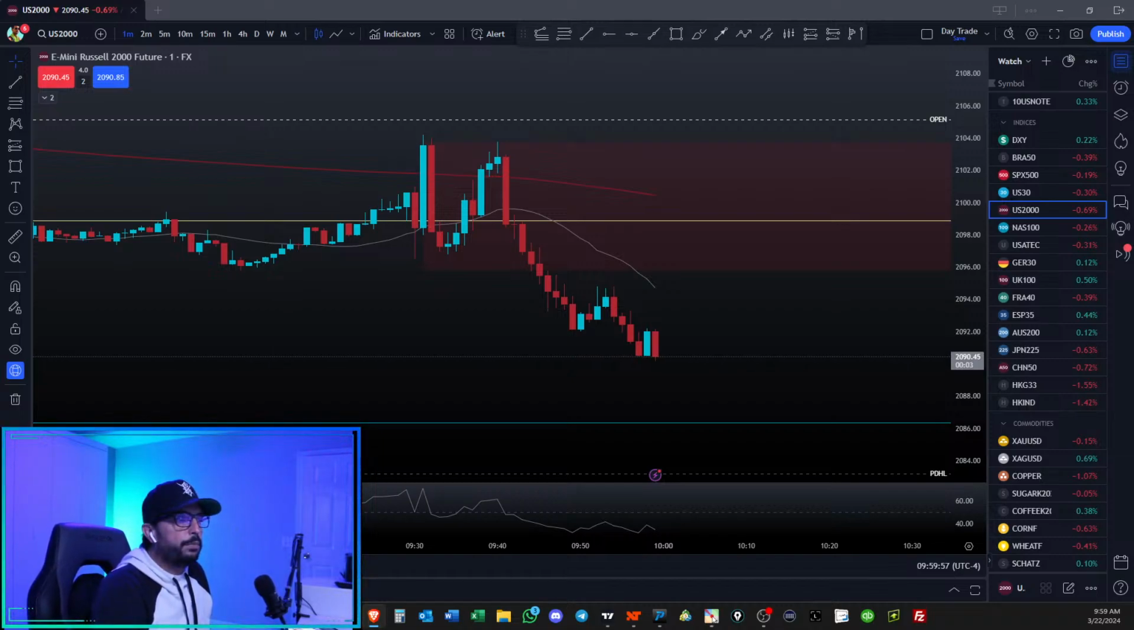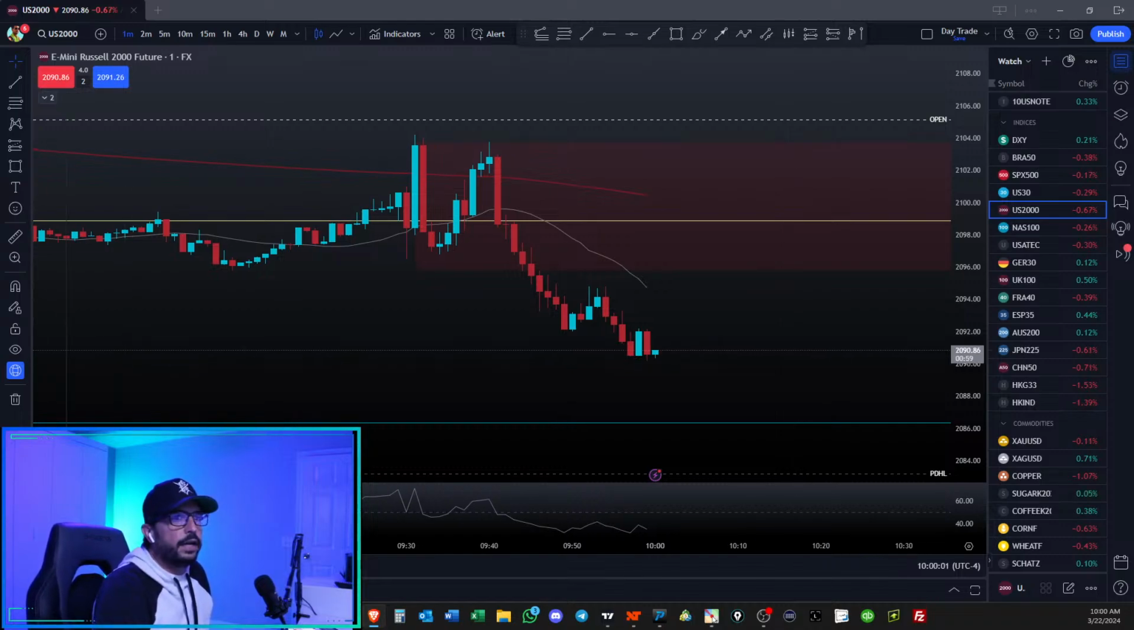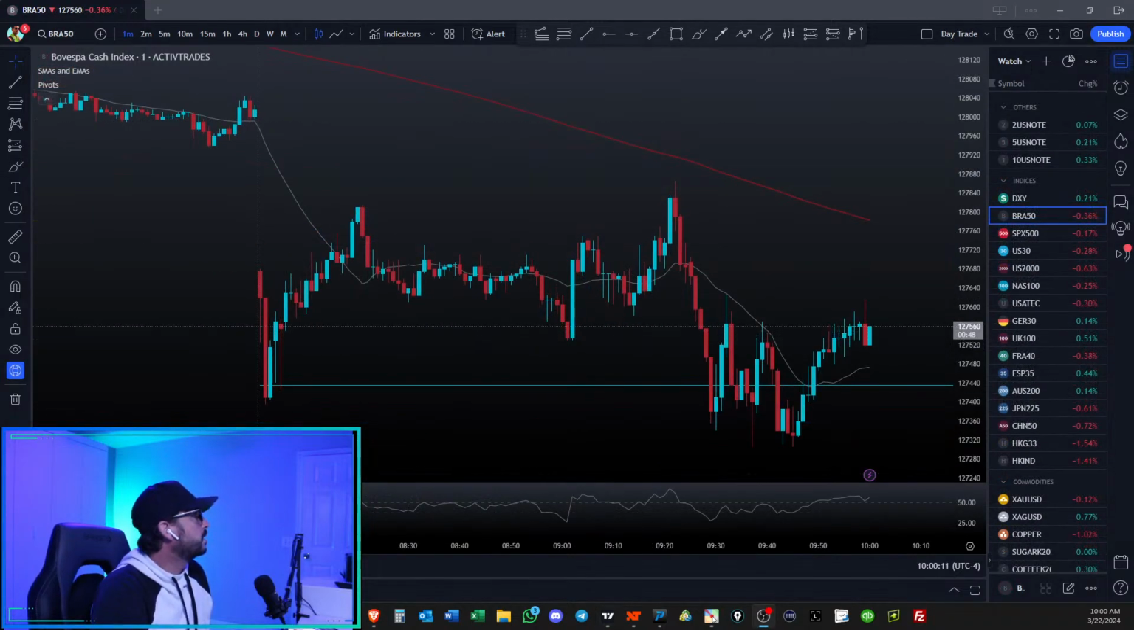Haven't done anything on the mini index today, but if you guys see anything, just let me know. I got it on the side here on the other chart. That's the mini index.